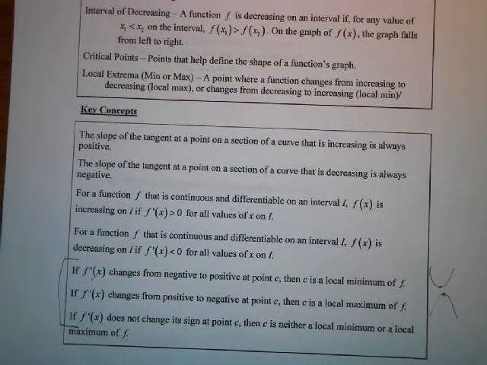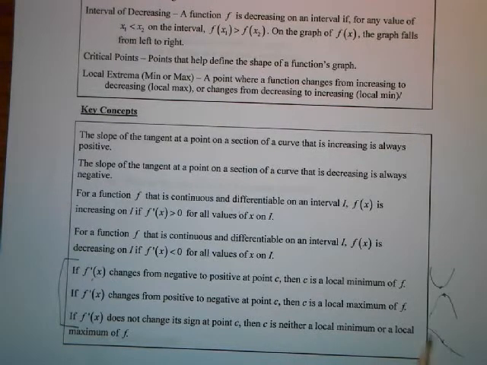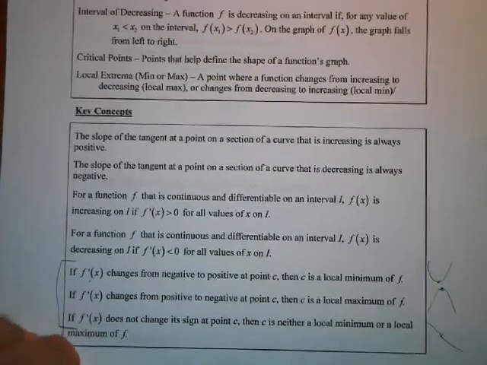The one above there, going from negative to positive, is a local min. Now what happens when you have this point C and it doesn't change sign? Say it's going like this. Well, that point is negative. The derivative is negative on both sides of that point, so it's not a local min or a local max. It's got to change from one to the other, negative to positive or positive to negative.